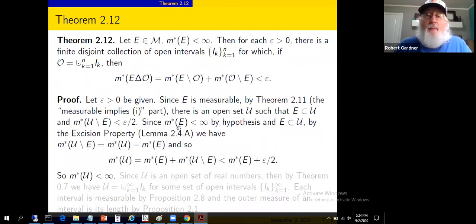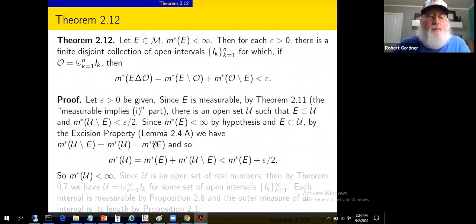We were given by hypothesis that E has finite measure, so we can use the excision principle, which allows us to take the outer measure of U set minus E and write it as the difference of the measures, provided this was a set of finite measure. The excision property, the first thing we did in this section, allowed us to take outer measures of set differences as differences of outer measures.